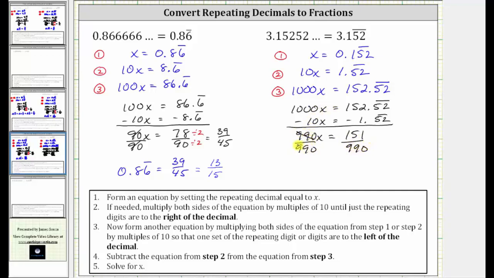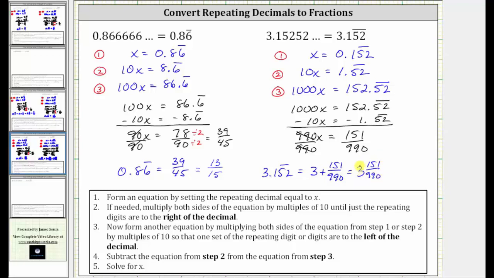Simplifying, this quotient is 1. 1 times x is x. We have x equals 151/990ths. And this fraction doesn't simplify, so now we know the repeating decimal of 0.152 with the 5 and 2 repeating is equal to 151/990ths. So now we know 3.152 with the 5 and 2 repeating is equal to 3 the whole number plus the repeating decimal as a fraction, which is 151/990ths, or as a mixed number, 3 and 151/990ths.